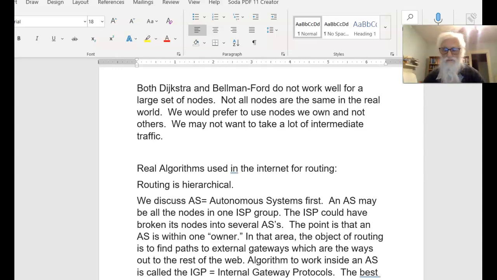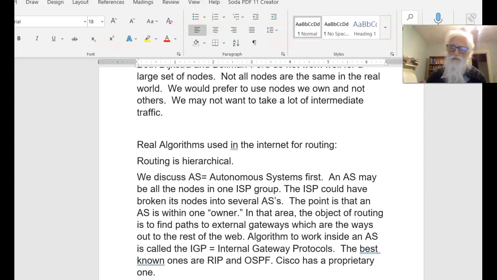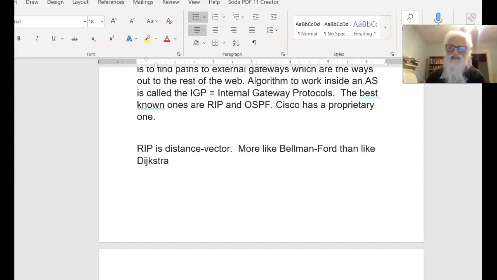So one algorithm works inside an AS. It's called the internal gateway protocols, or I think they may have a fancier name, maybe IBGP. The best known ones are RIP and Open Shortest Path First, pardon me, which is very much like a Dijkstra. Cisco does not tell us how it does it. The O stands for open, and Cisco's is not open to the rest of us to see. Now, RIP is distance vector. It's more like Bellman-Ford than like Dijkstra. The OSPF is more like Dijkstra.